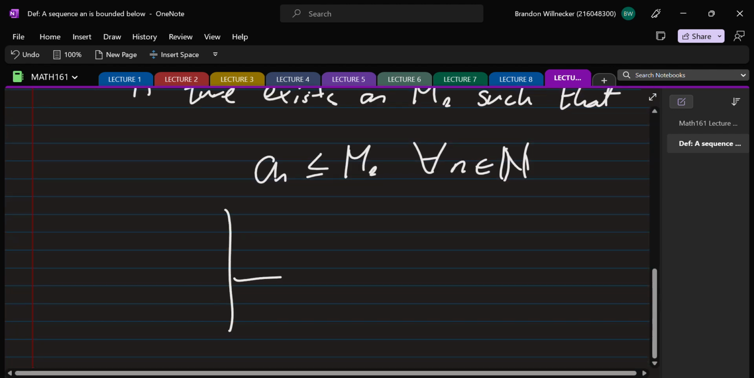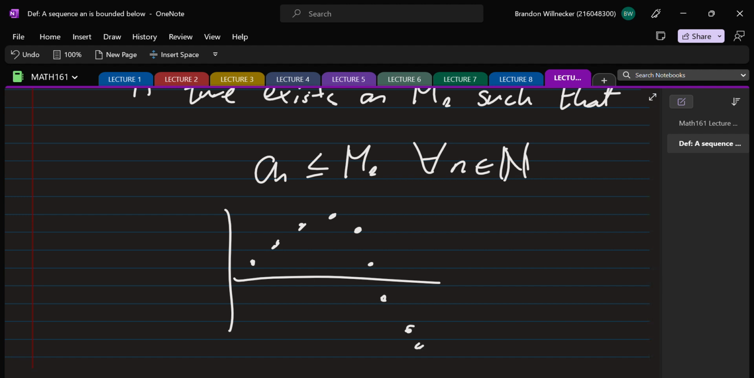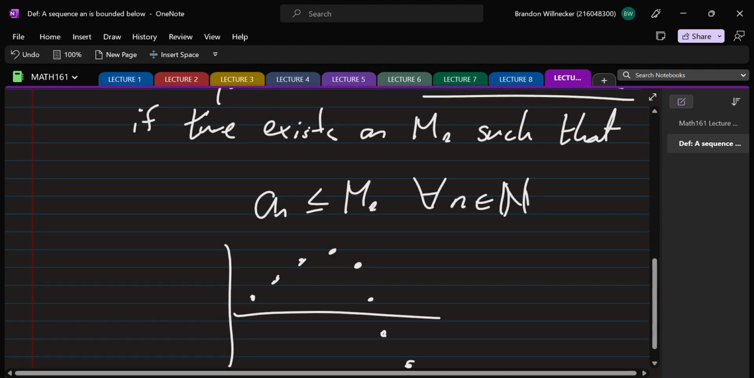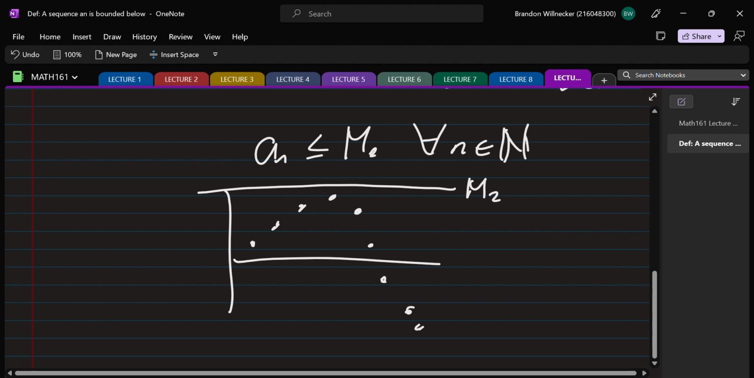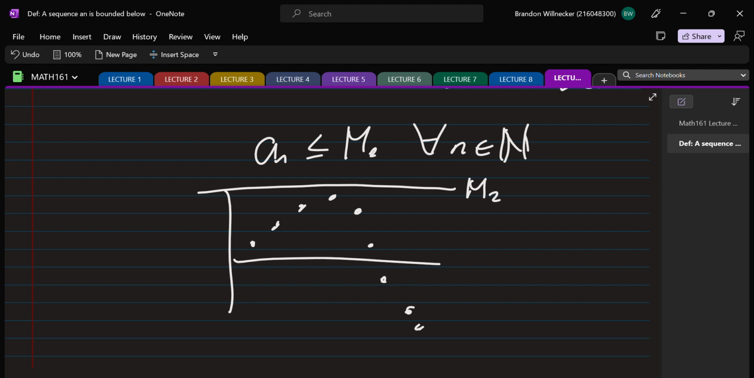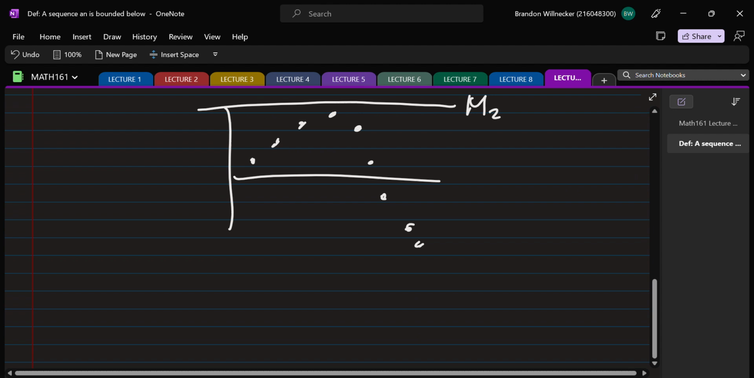So a picture might look something like this. Okay, and then maybe it goes down to minus infinity, could do something like that. But we see that over here, we've got this value M2. It never goes above that point. Okay, so we call that an upper bound to the sequence. Okay, so we've got bounded below, we've got bounded above. If the sequence is both bounded below and bounded above, then we say it's bounded.